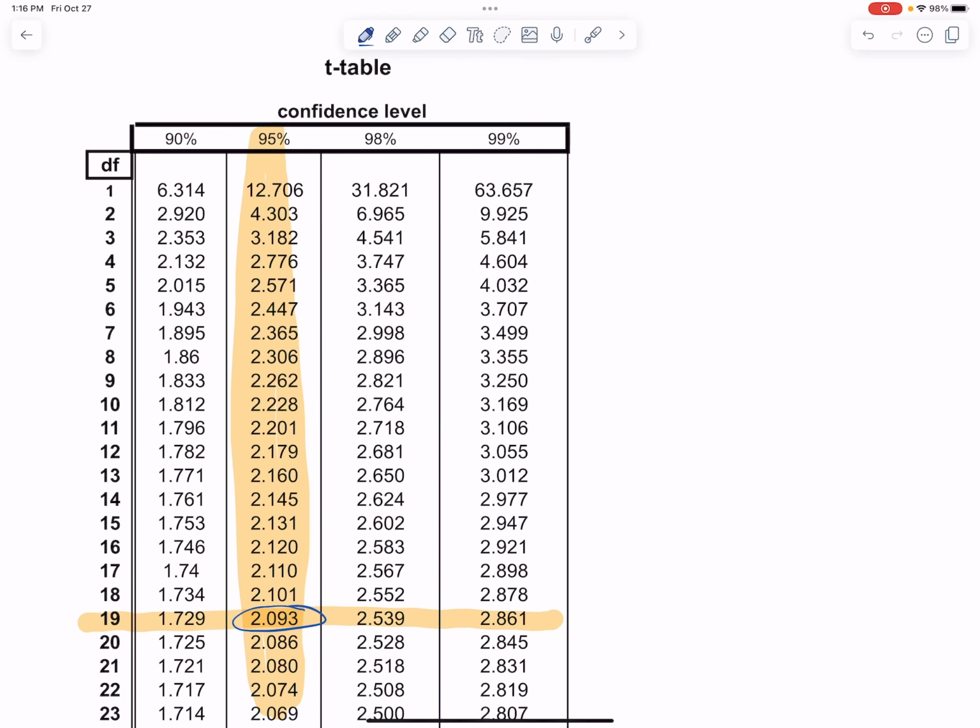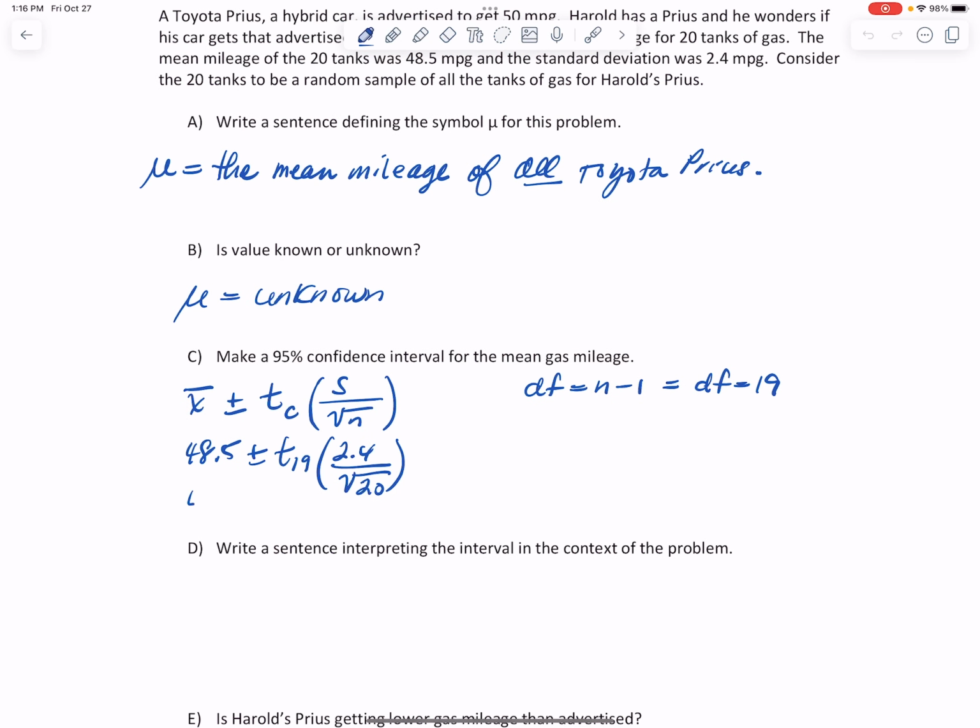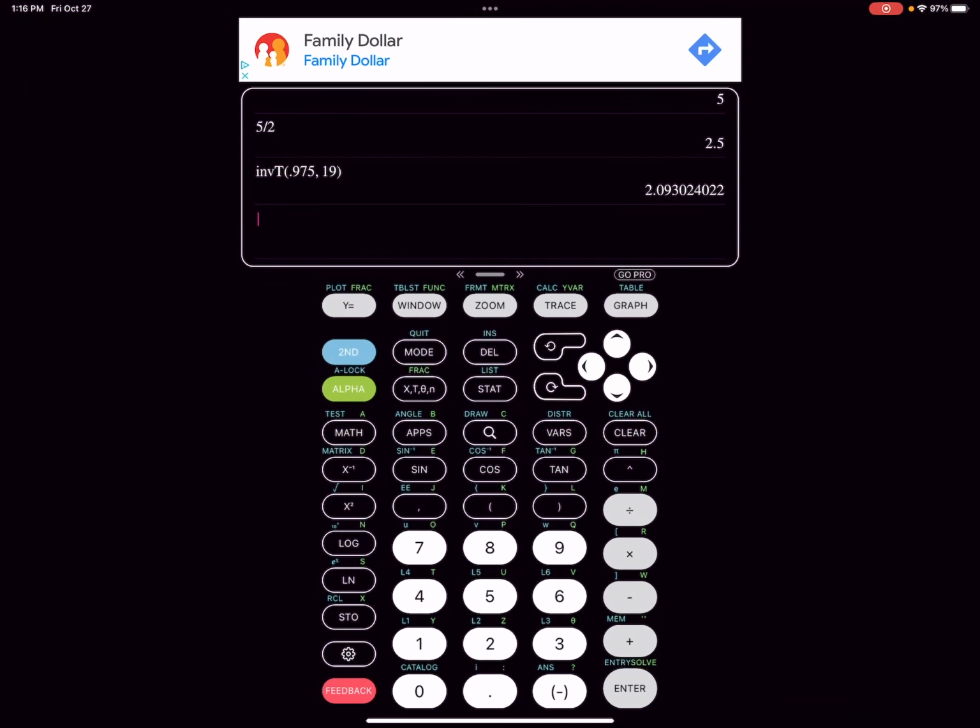Okay, so we're going to go back now, and we're going to fill in that value. So I have 48.5 plus or minus 2.093, and then my standard error, if I divide 2.4 divided by the square root of 20, I get 0.5367.